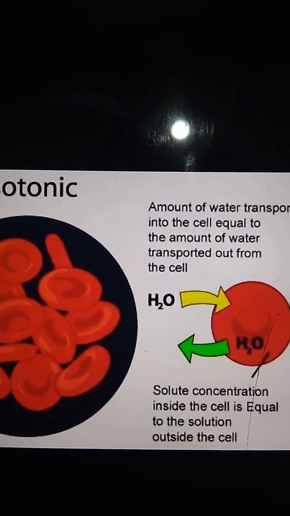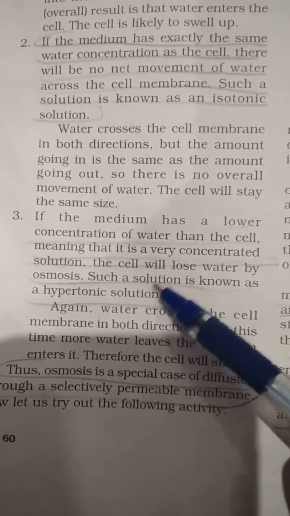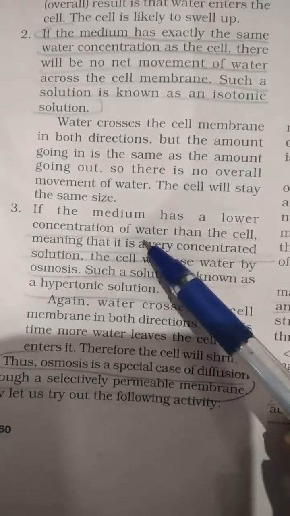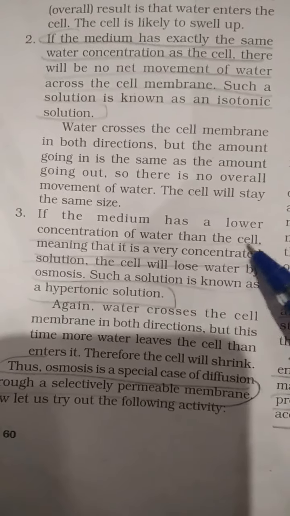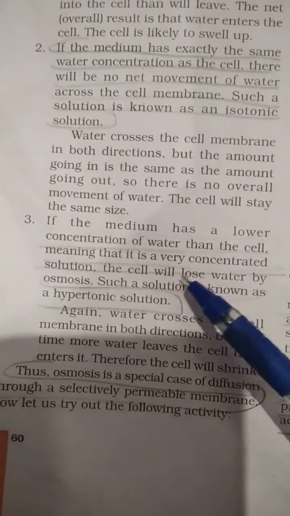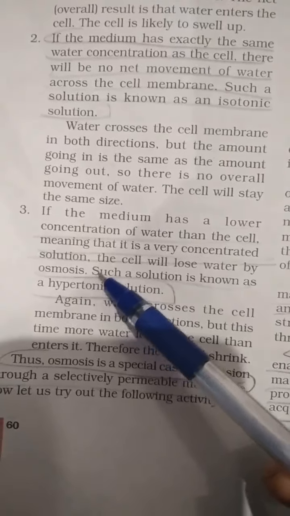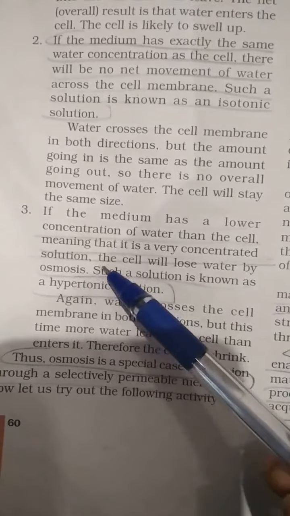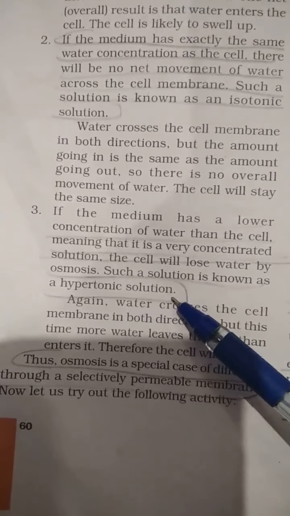Now let us understand the third case. The third case is hypertonic solution. So if the medium has the lower concentration of water than the cell, that means inside the cell water concentration will be high and outside the cell water concentration will be low, then the cell will lose water by the osmosis process. Then the water will come out from the cell by the process of osmosis, and such kind of solution is known as hypertonic solution.